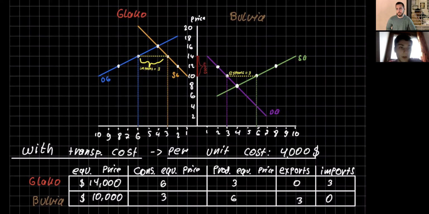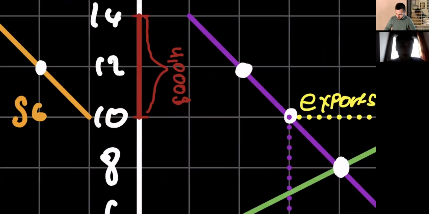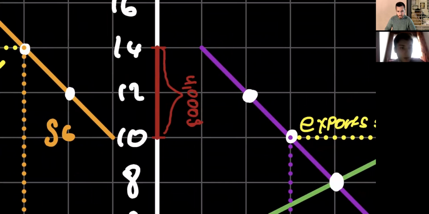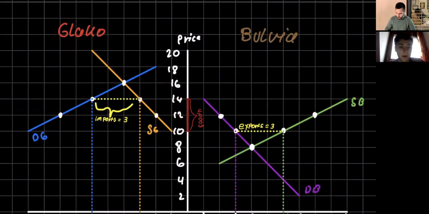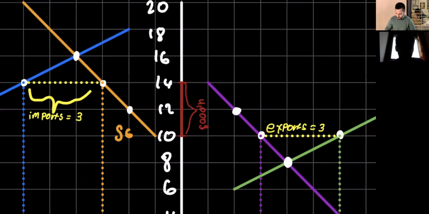Now, when you're doing this on the exercise, what you're going to denote is that the transportation cost is taken into consideration, and it's basically going to be the difference in price between the two countries. If you can see on that graph right there, what country is that on the left again, Alex? I think it's Glaco.